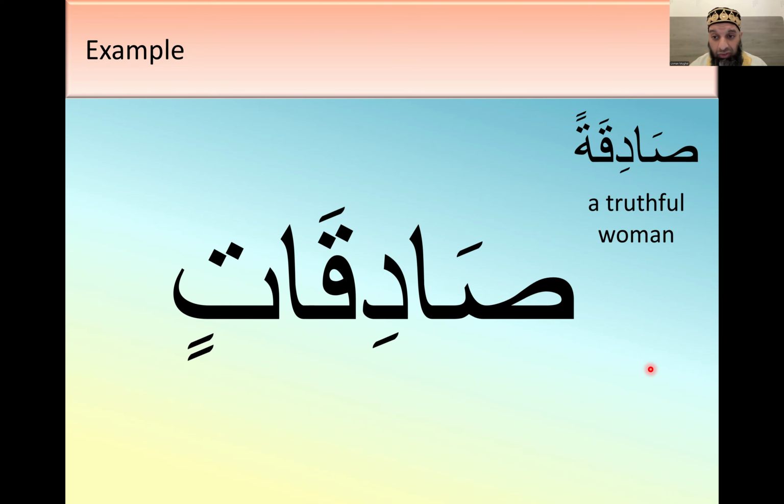So sadiqatan. Sadiq is truthful. Sadiqa, sadiqatan, a truthful woman. So what is sadiqatin? Sadiqatin, truthful women. And it's very important that you pronounce this alif here. Otherwise it becomes sadiqatin with a double kasra, that means a single truthful woman. But sadiqatin means truthful women.